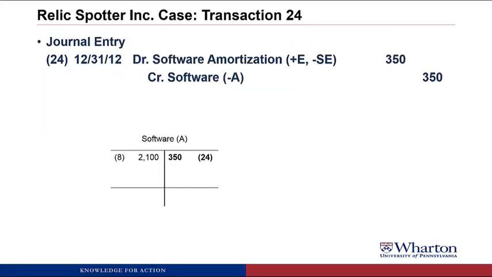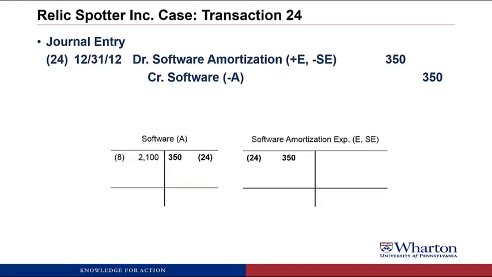We post this one to T accounts. We directly reduce the software account with a credit, and then we debit a software amortization expense account.